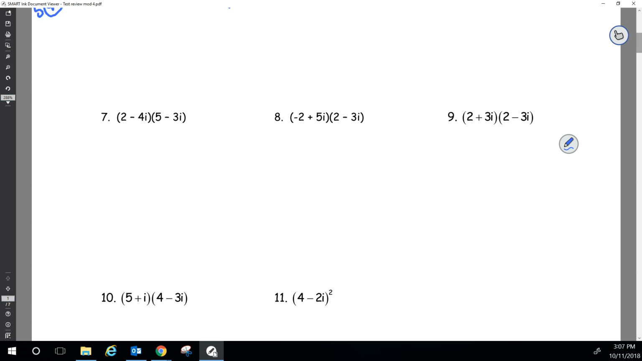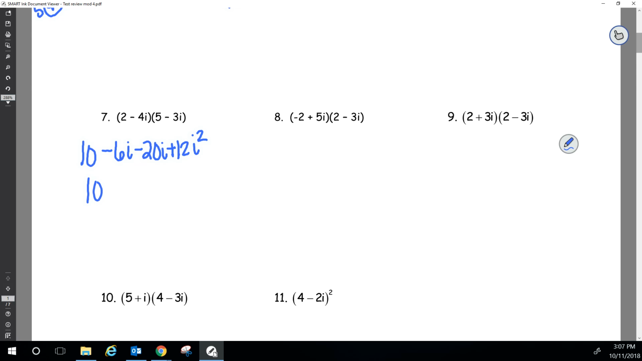All right, number 7. Now we are multiplying these guys together. So 2 times 5 would be 10. 2 times negative 3i is negative 6i. Negative 4i times 5 is negative 20i. Negative 4 times negative 3 is positive 12. And then i times i would be i squared.